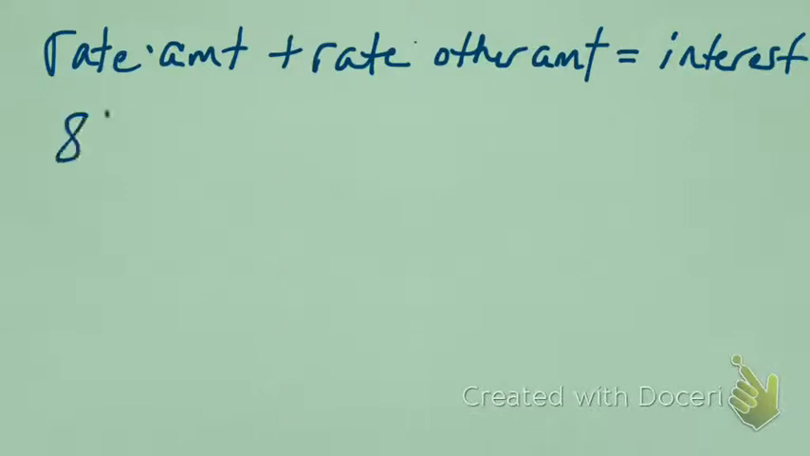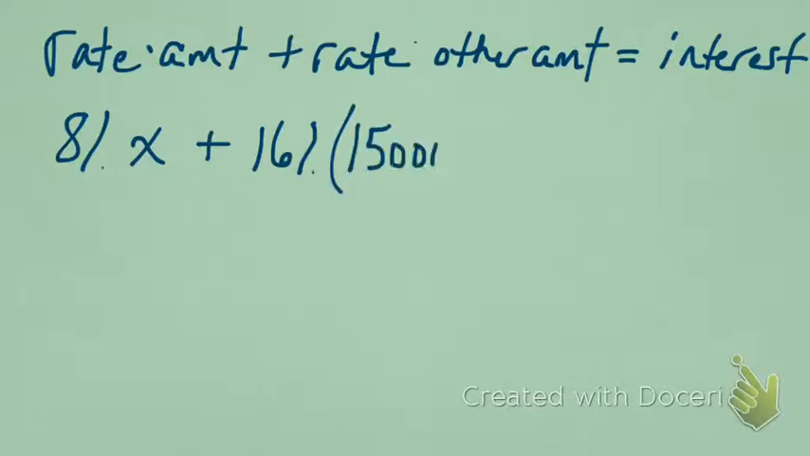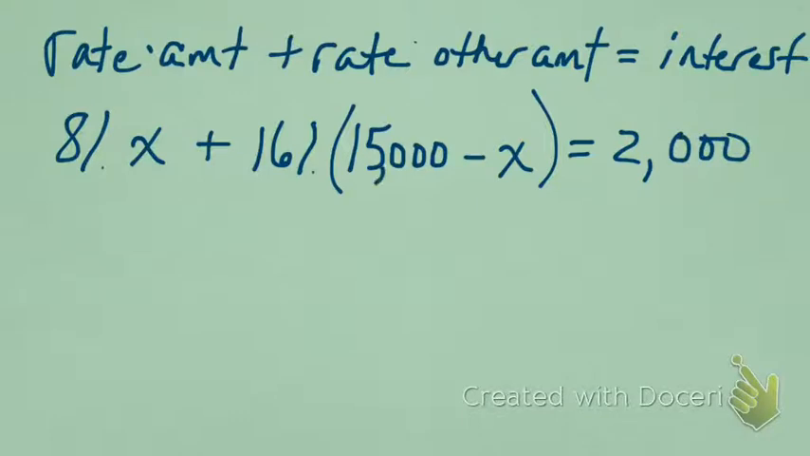Well, the one rate was 8% times the first amount. We don't know. We want to know. The other rate, 16% times the other amount. That's the total minus the first amount, the leftover amount. And what the bank gets in return for lending this money is a fee of $2,000.